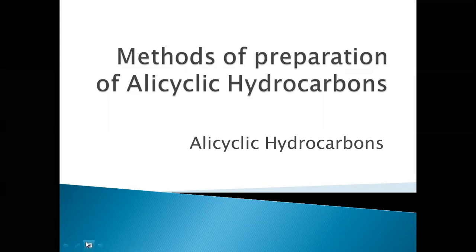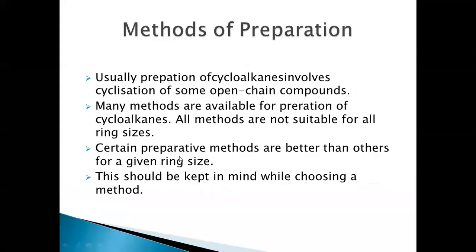Yes, I've already told you briefly what these alicyclic hydrocarbons are. Alicyclic means ali for aliphatic, and cyclic means the ring structures. These aliphatic cyclic hydrocarbons are nothing but alicyclic hydrocarbons. In other words, we are now going to deal with the preparation of these cycloalkanes.